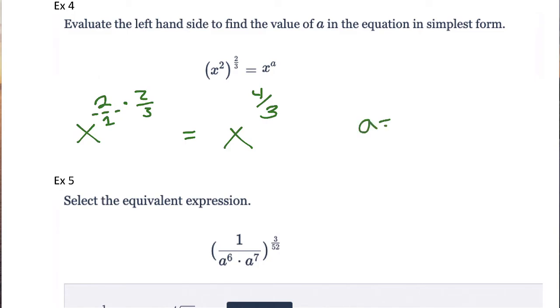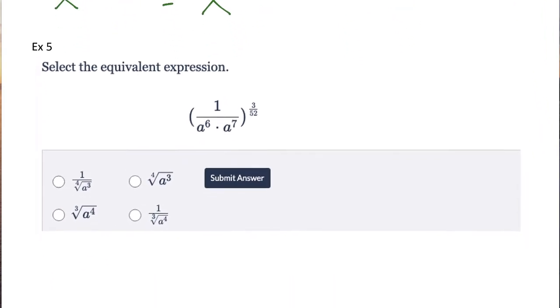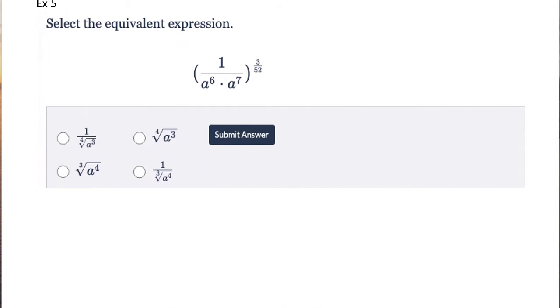So a is equal to 4/3 in this one. That just happened just the way I picked it. Those are pretty easy problems. It's a little bit more difficult. If we're trying to select the expression that equals it, this isn't so bad. I mean, it looks terrible, right? You might think this looks awful.